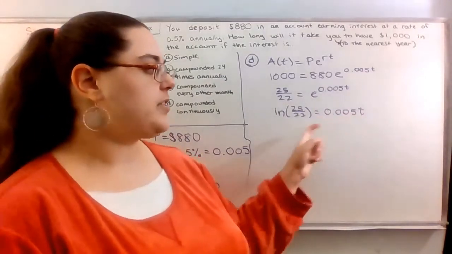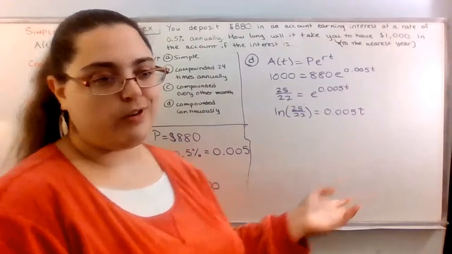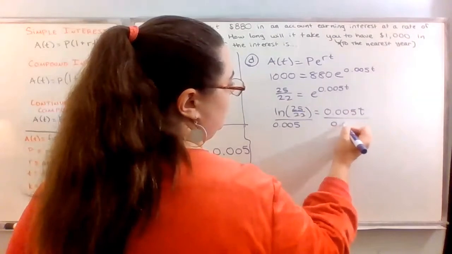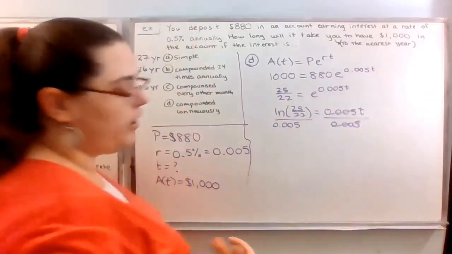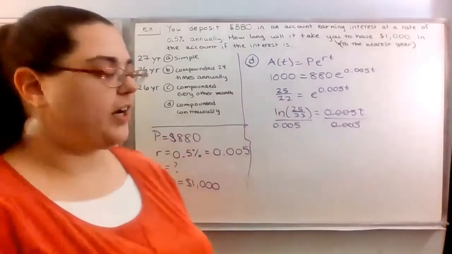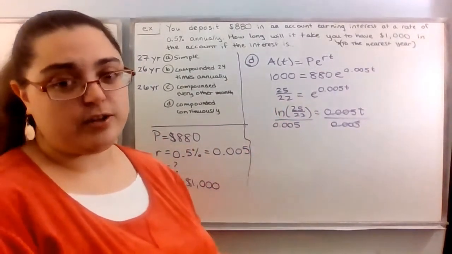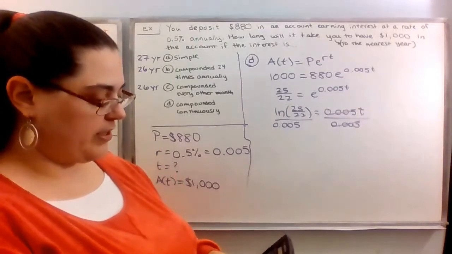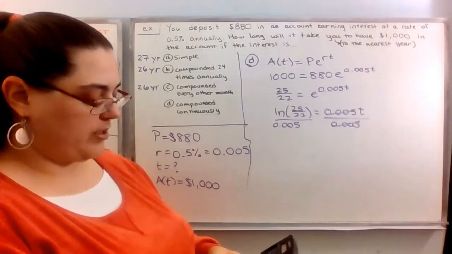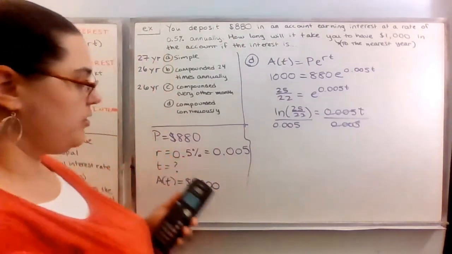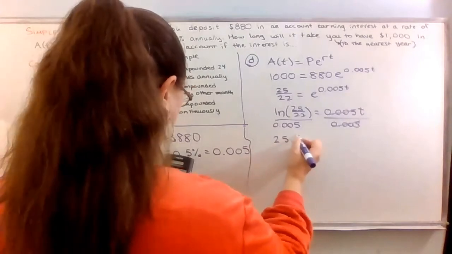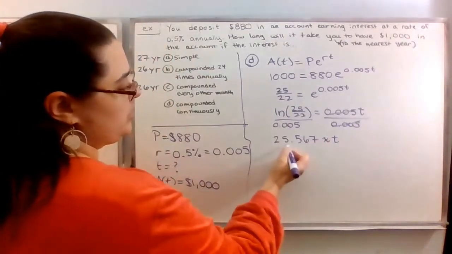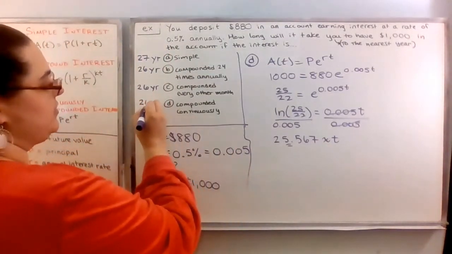Then we'll just divide both sides by 0.005, and that will give us our value for t. Again, because we're looking for an approximate answer here, I'm not going to be super careful about simplifying this expression. I just need to evaluate it to the nearest whole value. So we have the natural log of 25 over 22, and we're going to divide that by 0.005. This is going to give me 25.567 approximately, which to the nearest year is going to be 26.